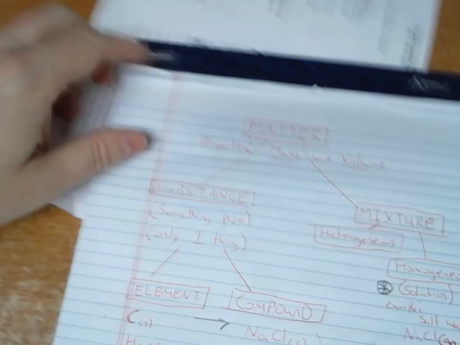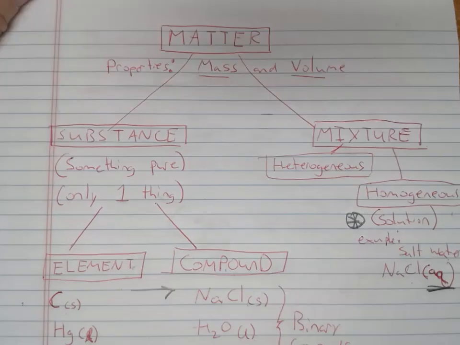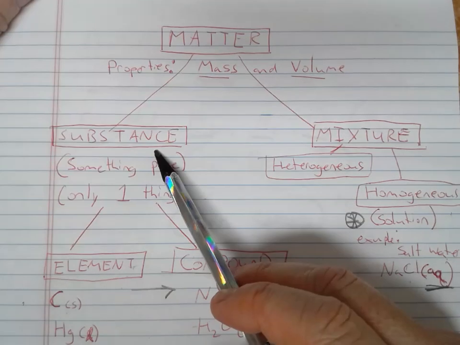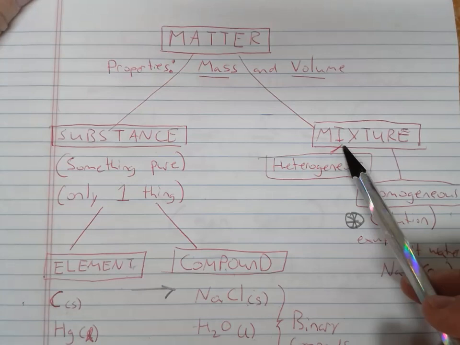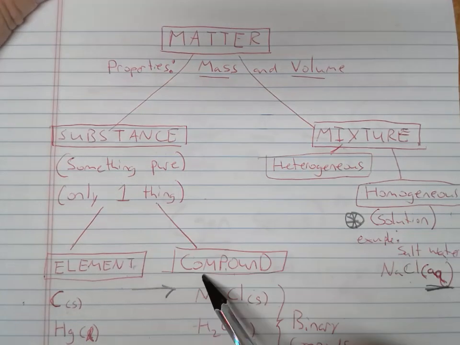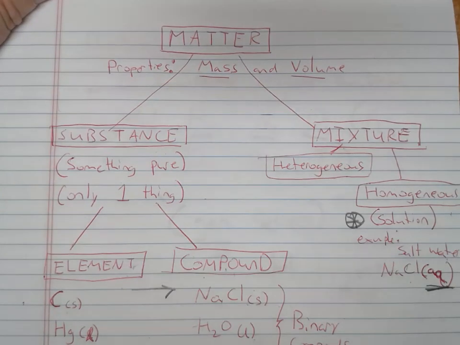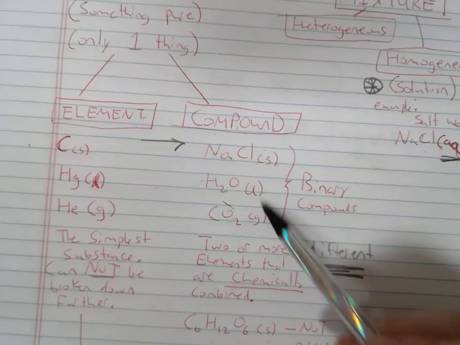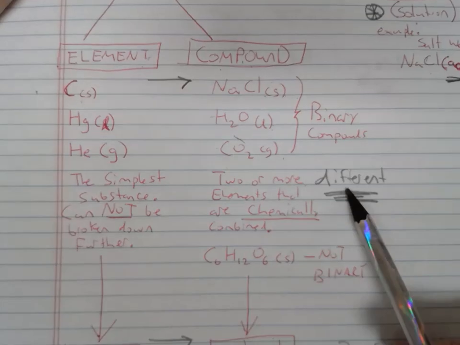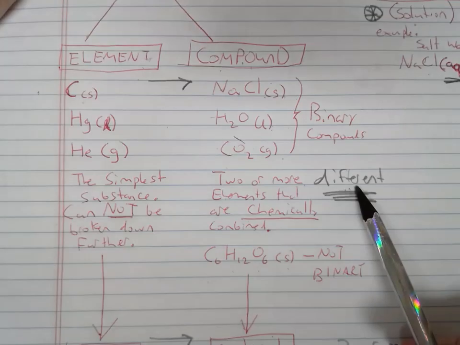So, just to summarize one last time, matter is anything that has mass and volume. There are two types of matter, the pure type, which are substances, and the mixtures, which are called mixtures. If something is a substance, it's either an element or a compound. Elements are the simplest substance. They cannot be broken down. Compounds are two or more elements chemically combined. If you see letters S, L, or G after them, that means solid, liquid, or gas. Remember that compounds have to be two or more different elements that are chemically combined. They have to be different.